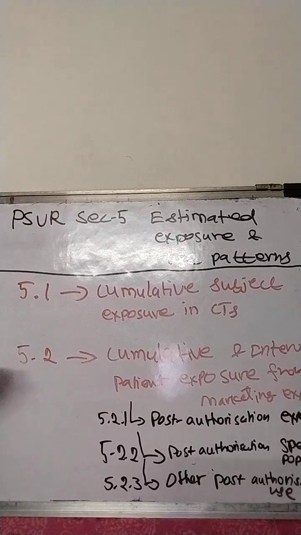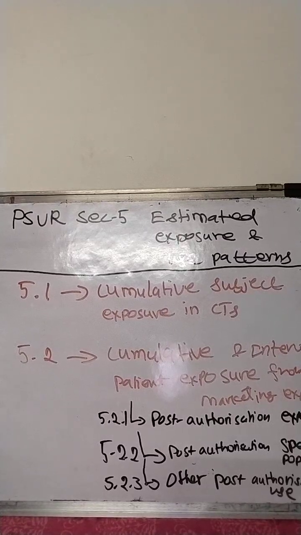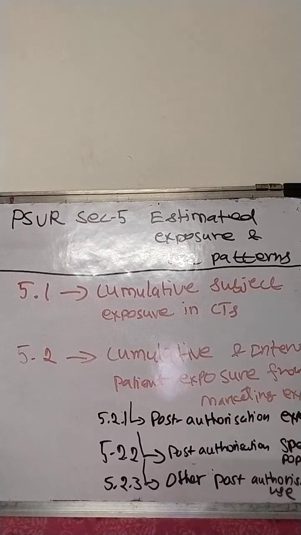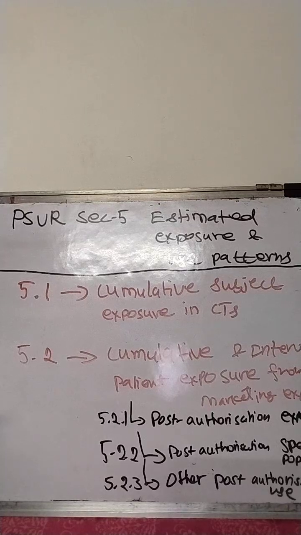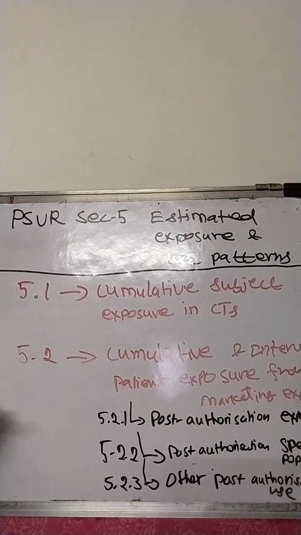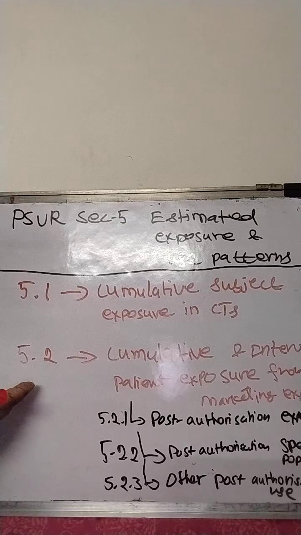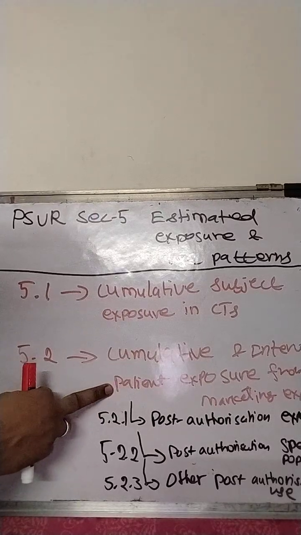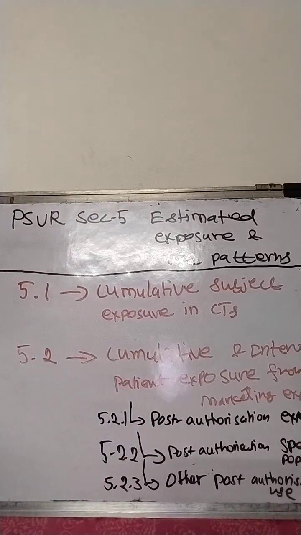So as per the guideline, this section is divided into two chapters. One chapter focuses on cumulative subject exposure in clinical trials, and another chapter provides the cumulative and interval patient exposure from marketing experience.